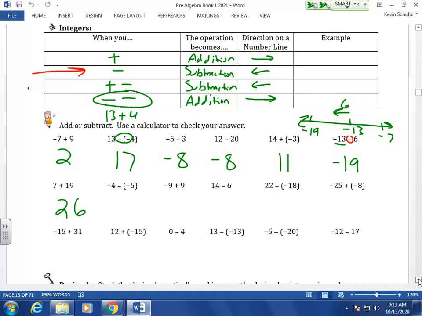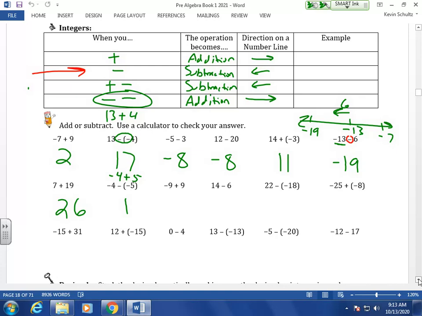Negative 4 minus negative 5. Positive 1. Good. Negative 4 is where you start. You're subtracting a negative. So this is the same as negative 4 plus 5. So from negative 4, you go 5 to the right, and you end at positive 1.